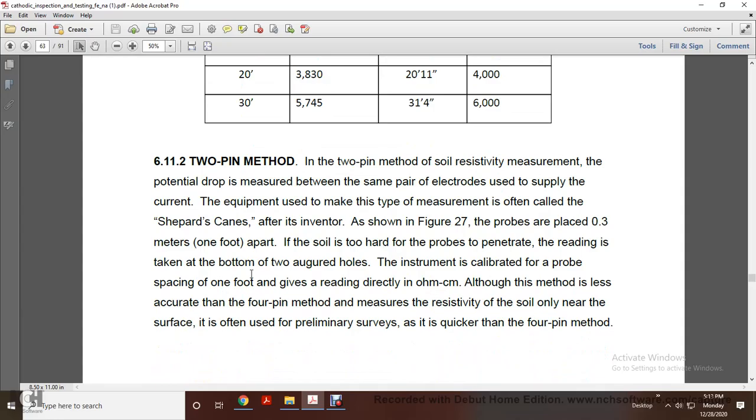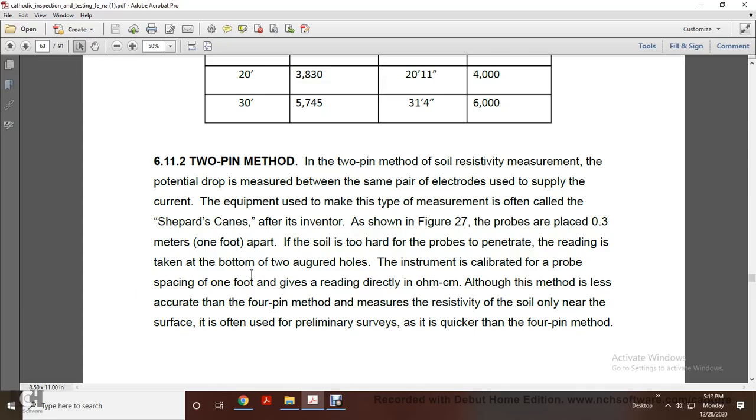6.11.2, 2-pin method. In the 2-pin method, the soil resistivity measurement of the potential drop is measured between the same pair of electrodes used to supply the current. The equipment used to make this type of measurement, often called the shepherd's cane after its inventor, is shown in Figure 27. The probes are placed 0.3 meters, or 1 foot, apart, and are pushed hard into the soil to penetrate.